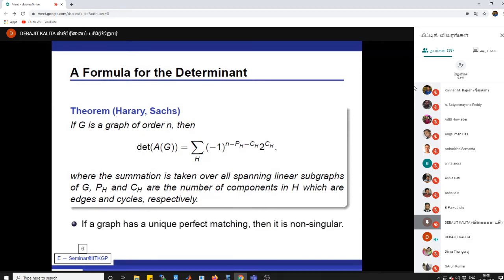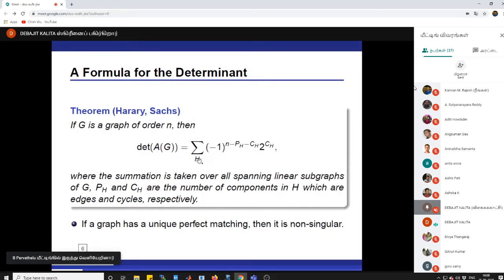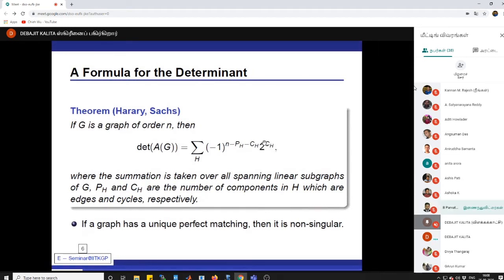And because of this theorem, one can easily see that whenever a graph has a unique perfect matching, then it is always non-singular. How? Because if it has a unique perfect matching, then this H is unique. And this is a spanning linear subgraph whose components are edges only. There is no cycle component. That means this part is not there. So the determinant is just plus or minus 1 if the graph has a unique perfect matching.